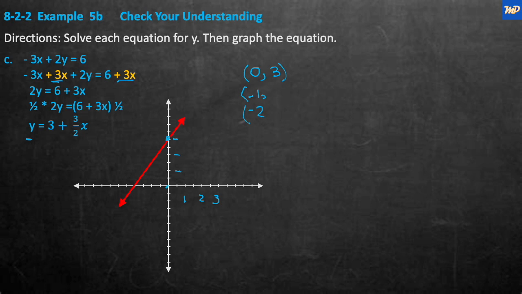Okay, so x equals minus 1. If I put a minus 1 here for x, I get minus 3/2. So 3 plus minus 3/2 is 3/2, because 3 is 6/2, and 6/2 minus 3/2 is 3/2. So now, when x is negative 1, y is 3/2. Okay?